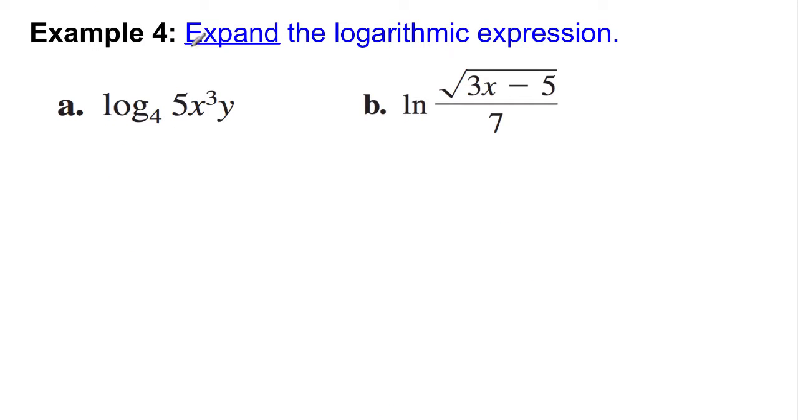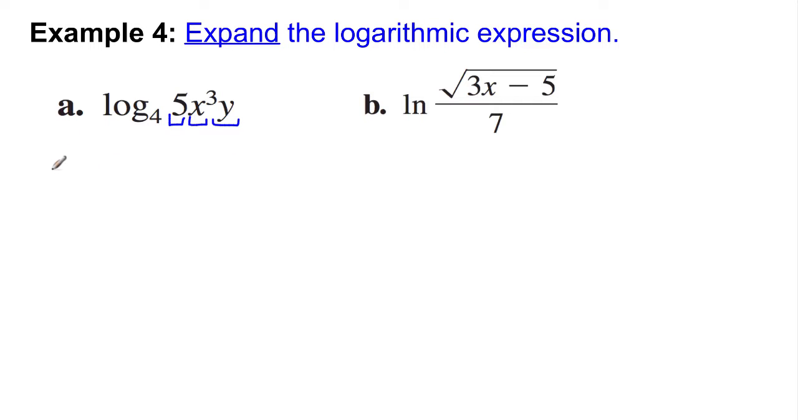All right, in this next example, we're going to expand the logarithmic expression, which is currently condensed as either a product or a quotient, and we have to use a combination of those properties to expand the logarithm here. So first and foremost, I see that this is a product. I have 5 times x cubed times y. I actually have 3 terms there that we're going to be using the product rule to split up this logarithmic expression.